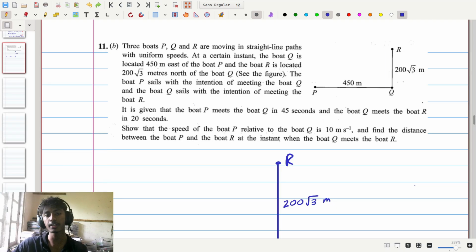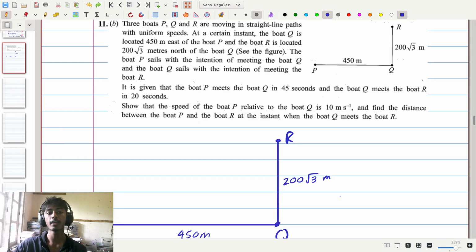Now given this, they then say the boat P sails with the intention of meeting the boat Q, and the boat Q sails with the intention of meeting the boat R. Now what this means is that the velocity of the boat P relative to the boat Q will be in a straight line directly towards the boat Q, and similarly the velocity of the boat Q relative to the boat R will be in a straight line directly towards the boat R. They also say it is given that the boat P meets the boat Q in 45 seconds and that the boat Q meets the boat R in 20 seconds.